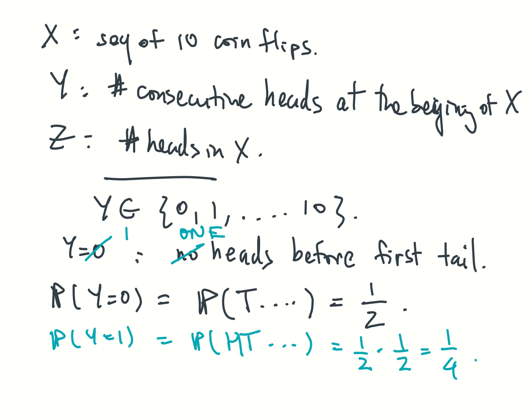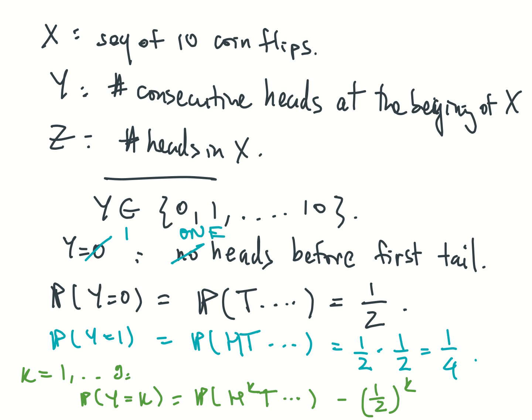So in general, py at 0 is a half, and then for k from 1 up to 9, the probability that y equals k is the probability that the sequence starts with exactly k heads before the first tail. So this happens with probability a half to the k, because we need k heads, and then times a half, because the (k plus 1)st toss has to be a tail.